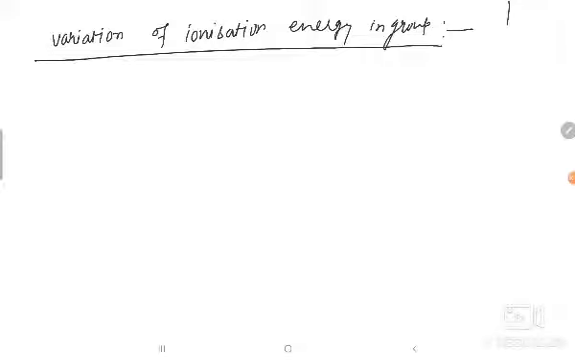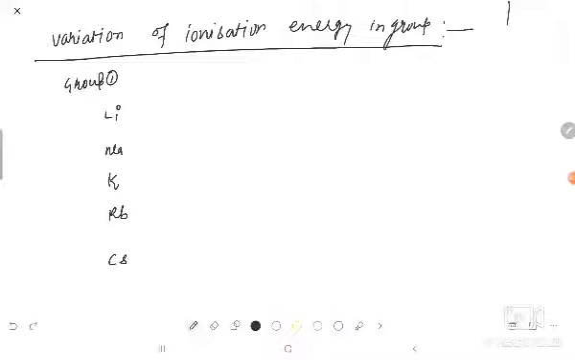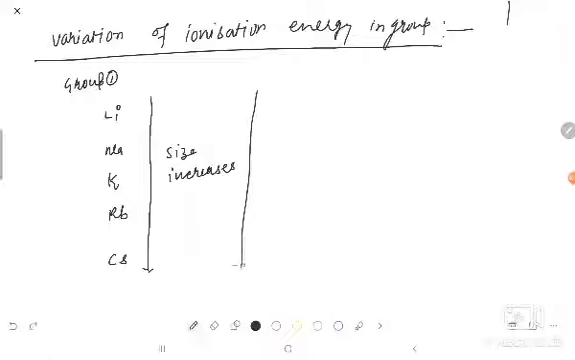Correct answer. Suppose, Arav, I write group number one. In group one we have lithium, sodium, potassium, rubidium, and cesium. What is happening, Arav? The size increases. Yes, size is increasing. If the size increases, the second point is: attraction between the nucleus and outer electron decreases, because distance increases.